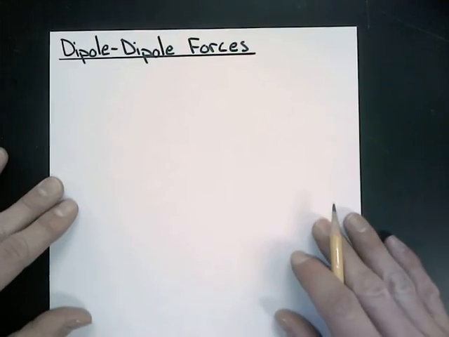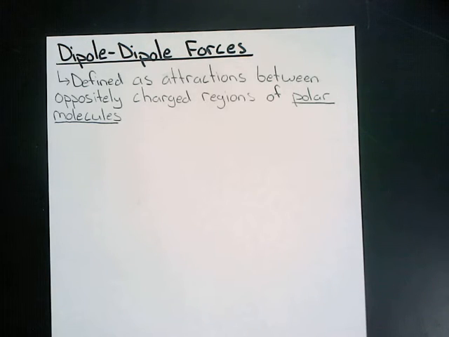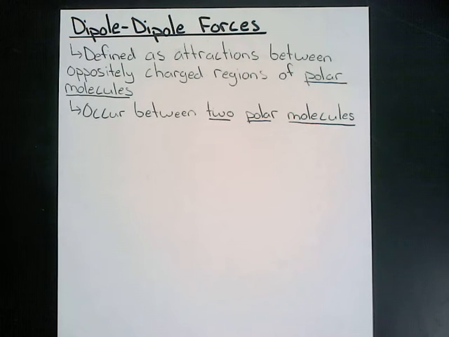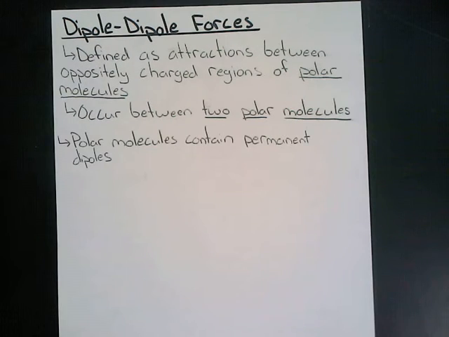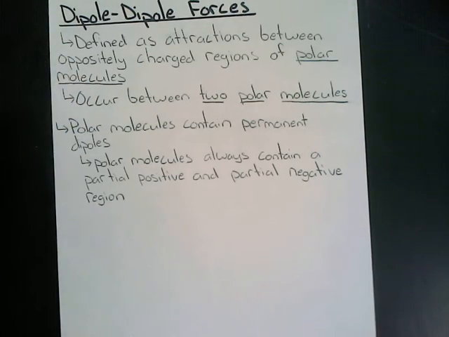So our second force that we need to talk about is the dipole force. And a dipole force is defined as attractions between oppositely charged regions of polar molecules. Now I underlined it, but I'm going to emphasize this again. These occur between two polar molecules. Now what we have to remember about polar molecules is that they contain permanent dipoles. And so remember, permanent dipoles are regions of the molecules that always contain a partial positive or a partial negative region. So an example of this is hydrochloric acid.